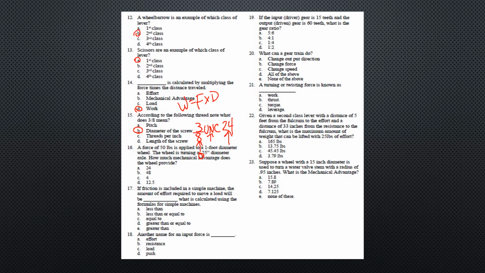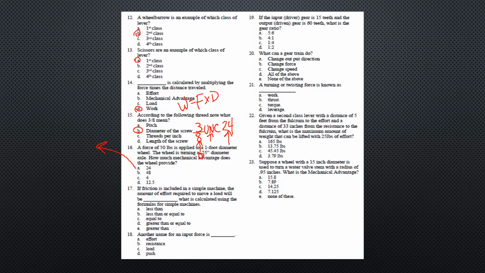16, the force of 50 pounds is applied to a 1-foot wheel. The wheel is turning a 0.25 diameter axle. How much mechanical advantage does the wheel provide? On this one, you need to set up an ideal mechanical advantage equation. So we'll do this one over here.